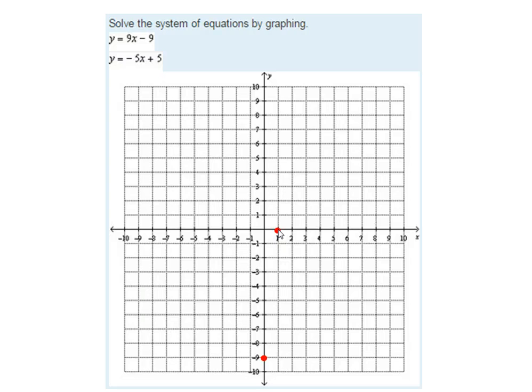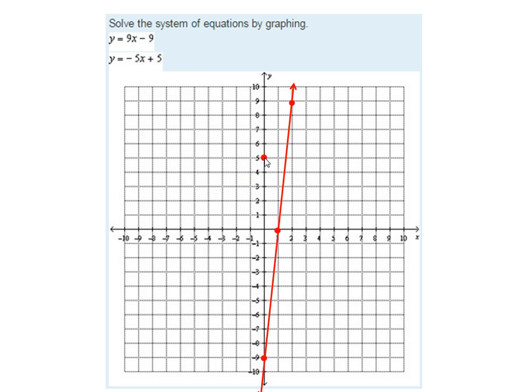Positive 9 over positive 1. So you go up 9, right 1. We can do it again. Up 9, right 1, and find another point. The line that connects these points is the line for the equation y equals 9x minus 9. Now we graph y equals negative 5x plus 5. Once again, it's in slope-intercept form, so we'll use that information to graph the line.